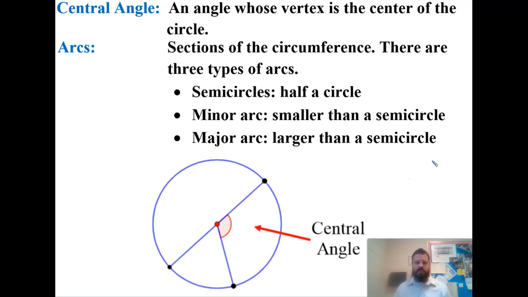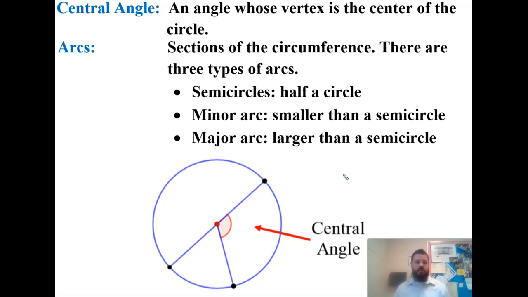And the other piece we're going to combine with that as we go is the idea of arcs. I'm going to say arcs are sections of the circle's circumference. Okay, so we know that the circumference of a circle is the distance around the circle, the perimeter of the circle, in other words. An arc is going to be a single chunk of that.